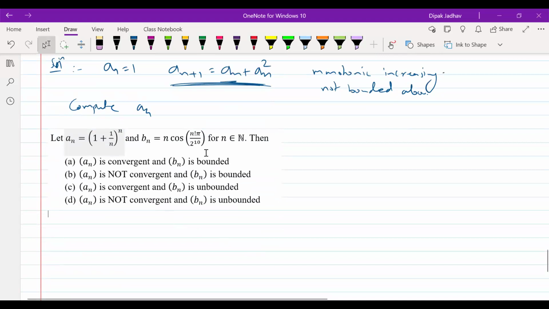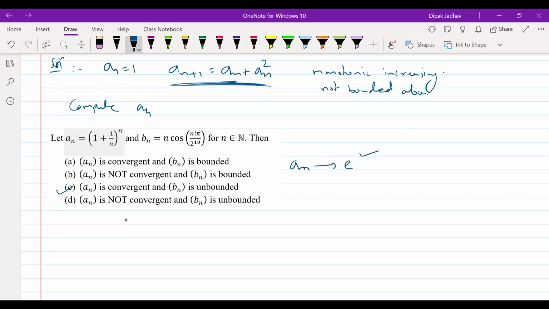There are two sequences, a_n and b_n. Now four options: a_n is convergent, b_n is bounded. So we are talking about convergence. Option C, yes, correct. What is the limit of a_n? Where does a_n converge? E. Correct. And why is b_n not bounded?